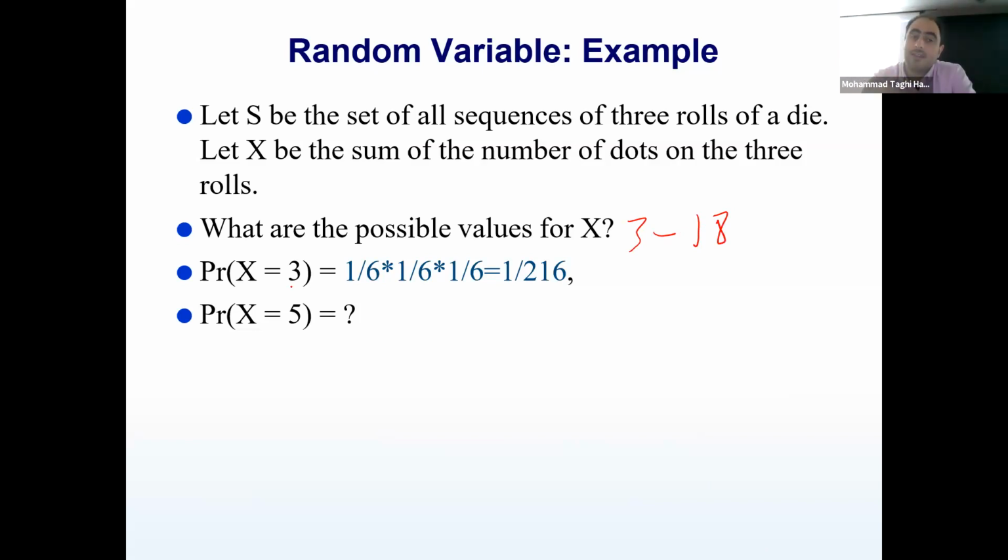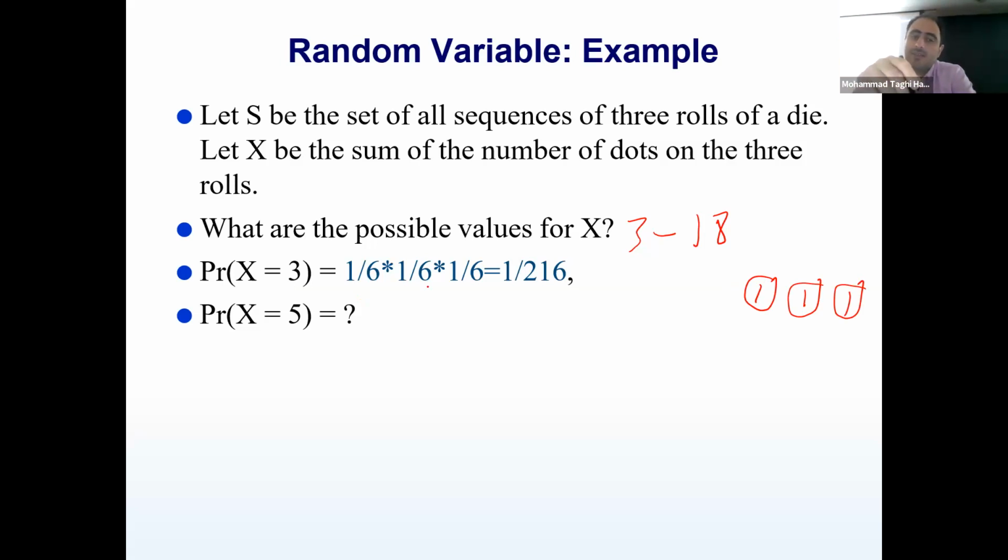What is the probability that X is equal to 3? That the first one is 1, the second one is 1, and the third one is 1. The probability is 1 over 6, 1 over 6, 1 over 6. And these are independent. That's the reason that we can multiply them. Otherwise, we couldn't. So 1 over 216.